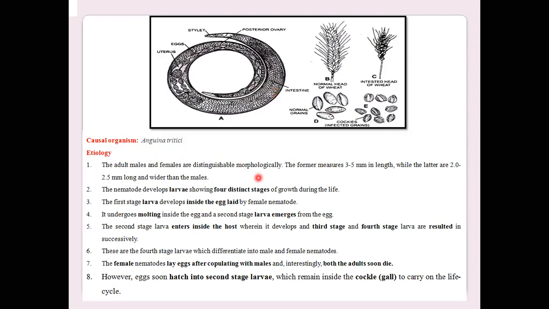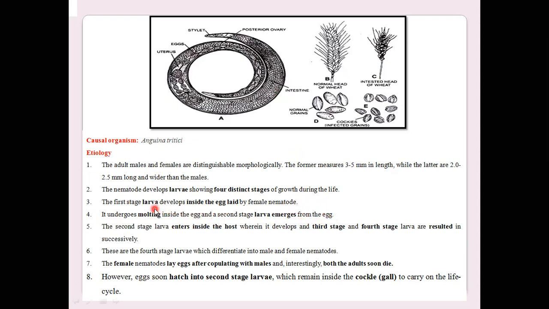Okay, having this size is different. So nematodes develop, with the larvae showing four distinct stages of growth during their life. First, the larva develops inside the eggs laid by the female nematodes. Then it undergoes molting inside the egg, and the second stage larva emerges from the egg.